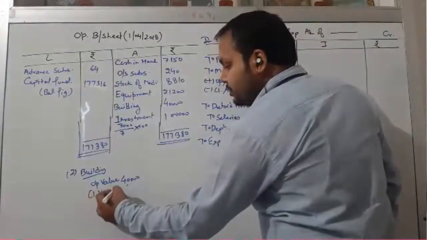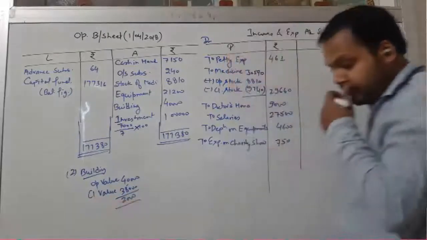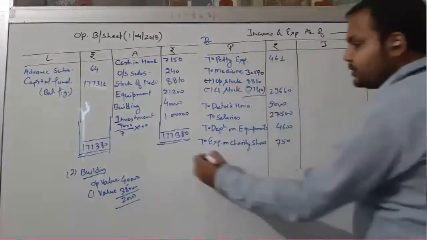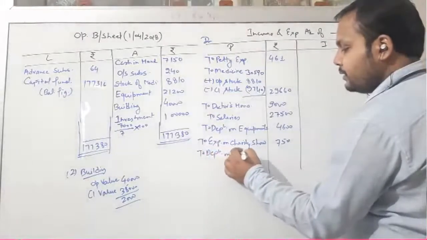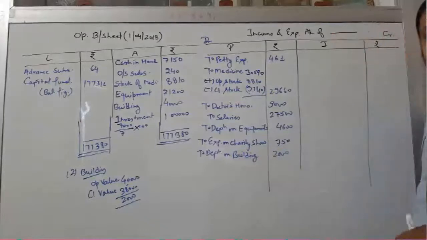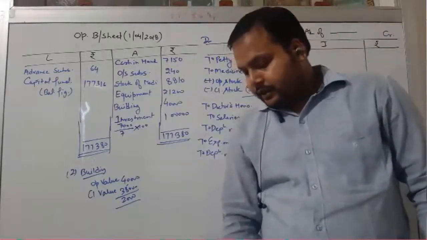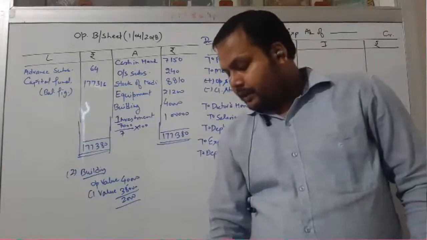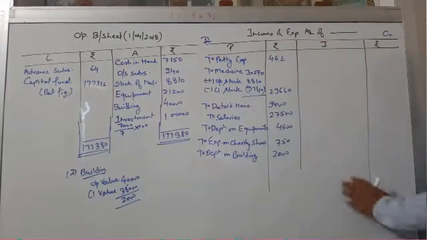अमाउंट ऑफ डेप्रीशिएशन. सो बिल्डिंग का डेप्रीशिएशन कितना आ रहा है, 2000. ओके, सो दैट इज अ डेप्रीशिएशन ऑन बिल्डिंग, that is 2000, because सिर्फ ओपनिंग और क्लोजिंग बैलेंस गिवन है, कोई परचेज एंड सेल इज नॉट गिवन. I hope it is clear. Debit side. Now we will move to the credit side of the income and expenditure account.